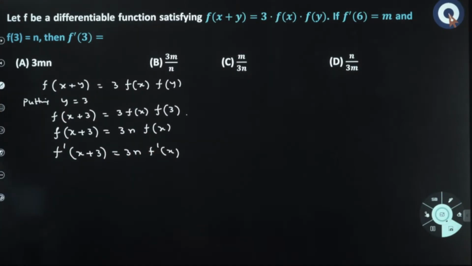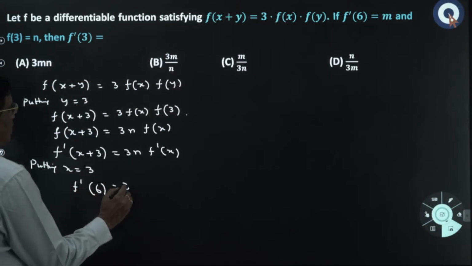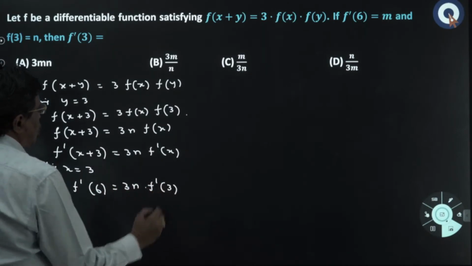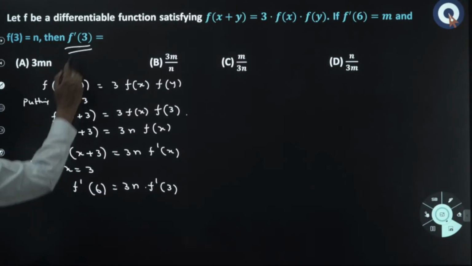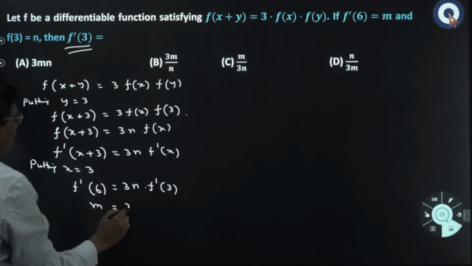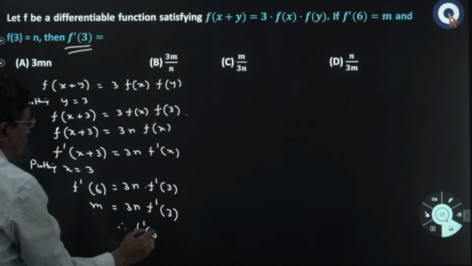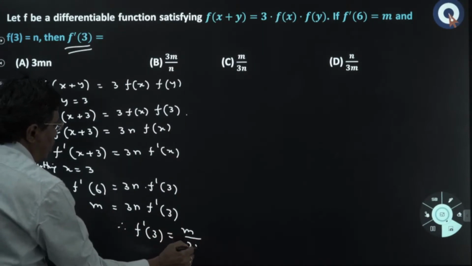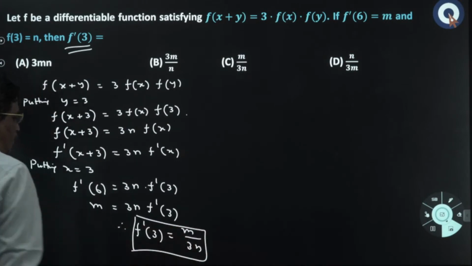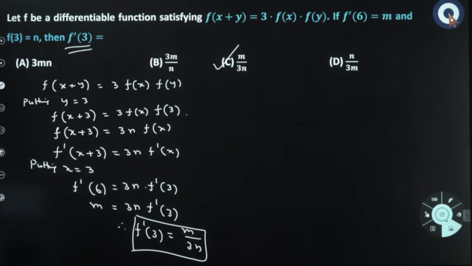Now again putting x is equal to 3, we get f dash of 6 is equal to 3n into f dash 3. So f dash 3 we have to find out, and we have f dash 6 is equal to m. So m is equal to 3n into f dash 3. Therefore f dash 3 is equal to m by 3n. So option C is correct, right?